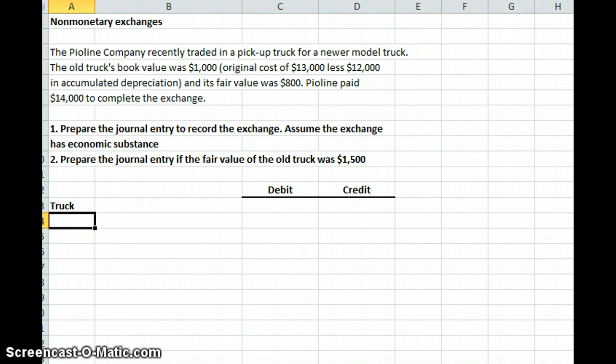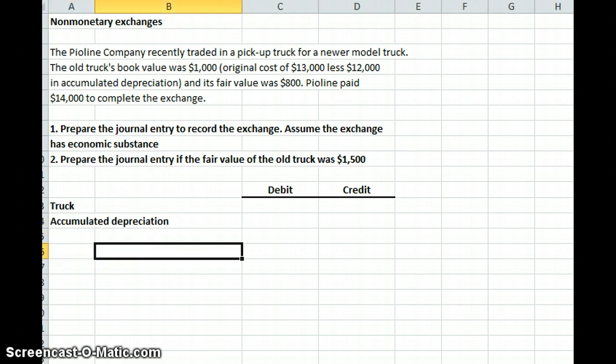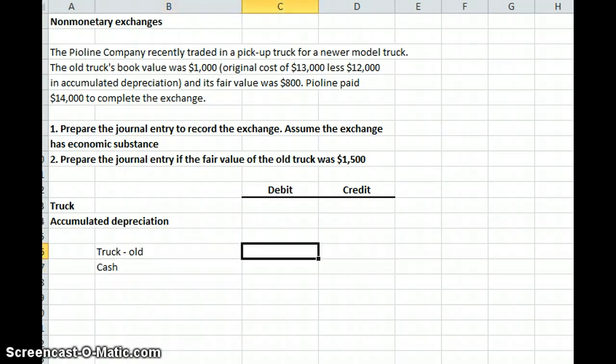We also know that we are going to have to close out and take our original asset off the books. So we, of course, do that by reducing our accumulated depreciation. And we are going to have to credit our old truck. And we'll just label that one old. We're also going to, of course, deal with cash. And then we're going to have a gain or a loss. So let's start off with getting the old one off.